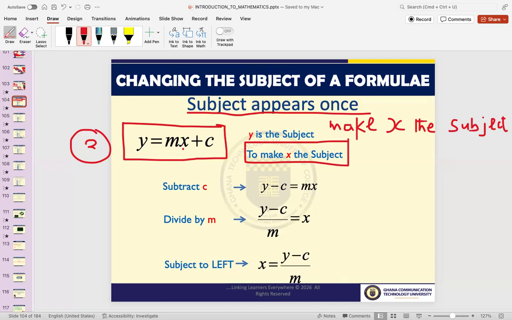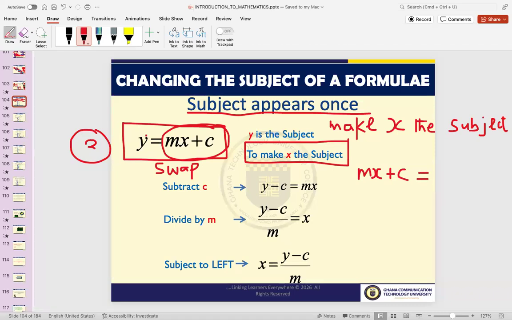You have y equals mx plus c. What I normally advise is that you do a swap when it is straight like this. You do what we call a swap. A swap means take everything on the right, mx plus c, and write it on the left, mx plus c. And then you bring your equal sign.